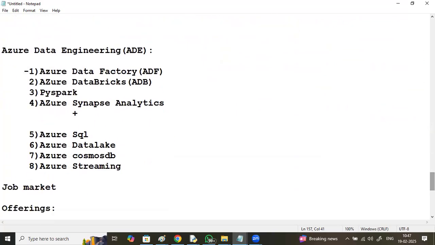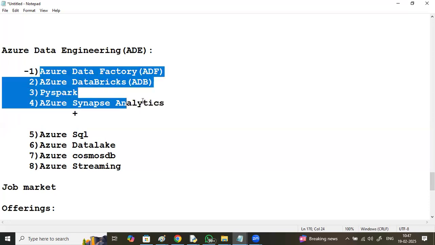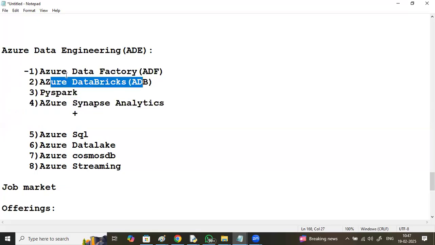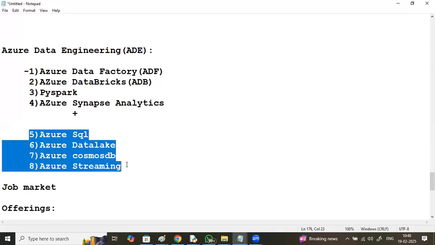So as part of the course, this is what we'll be discussing in Azure Data Engineering. Mainly, first we'll discuss Azure Data Factory. Next, Azure Databricks. You'll also get knowledge of PySpark, which is a hot cake in the market today, and Azure Synapse Analytics. Apart from that, you'll also get knowledge of Azure SQL Database, Azure Data Lake for file system, Azure Cosmos DB, NoSQL, and Azure Streaming.